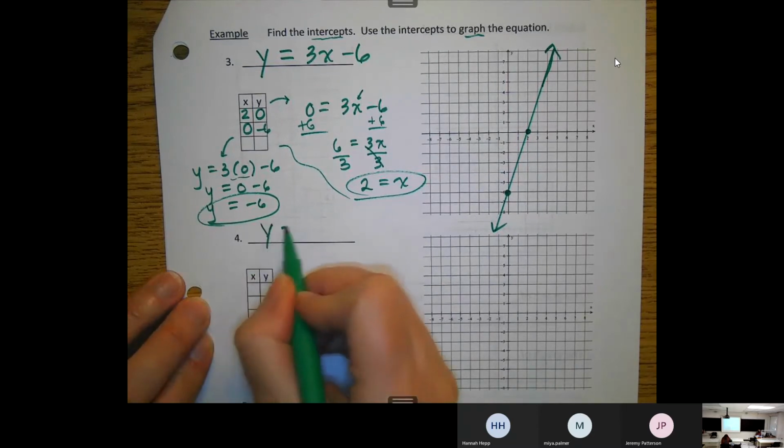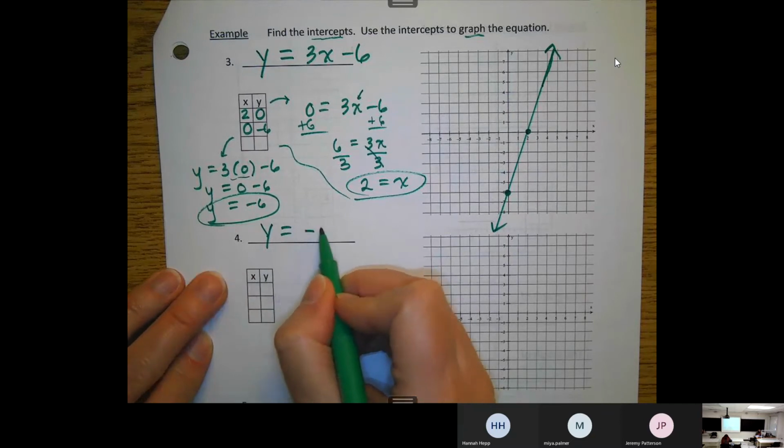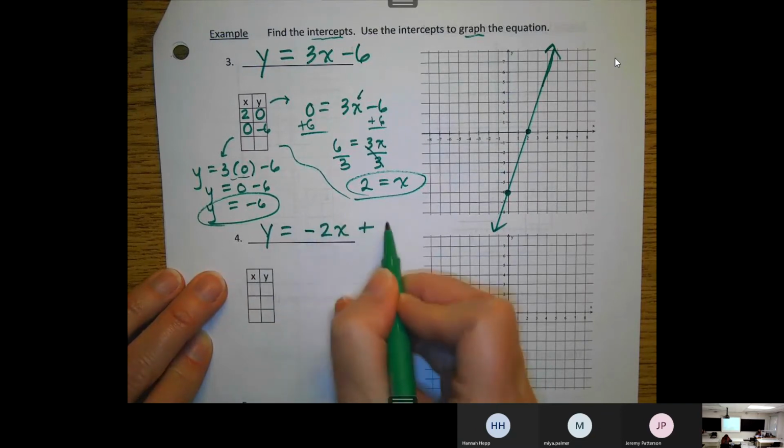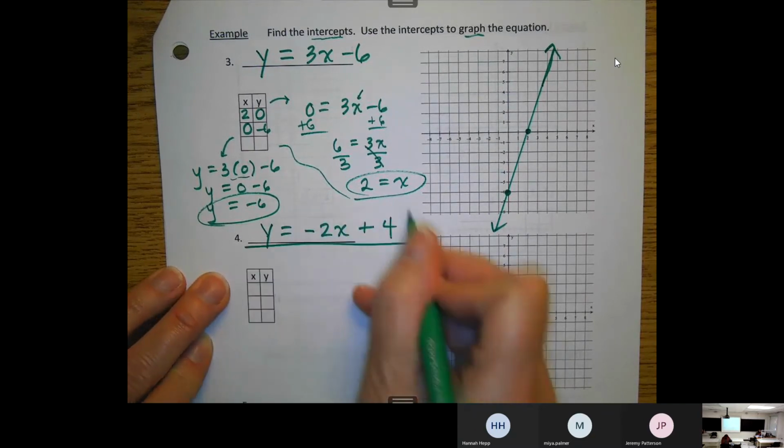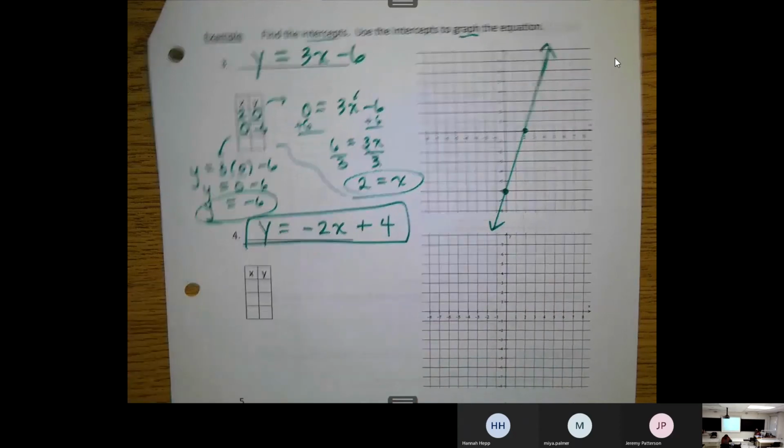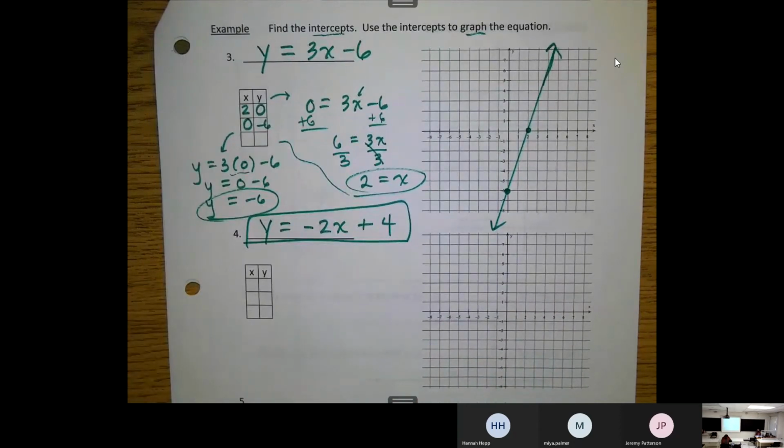So let me give you a y equals one to try. Let's do y equals -2x plus 4. Your turn to try finding the intercepts and then using them to graph the equation.